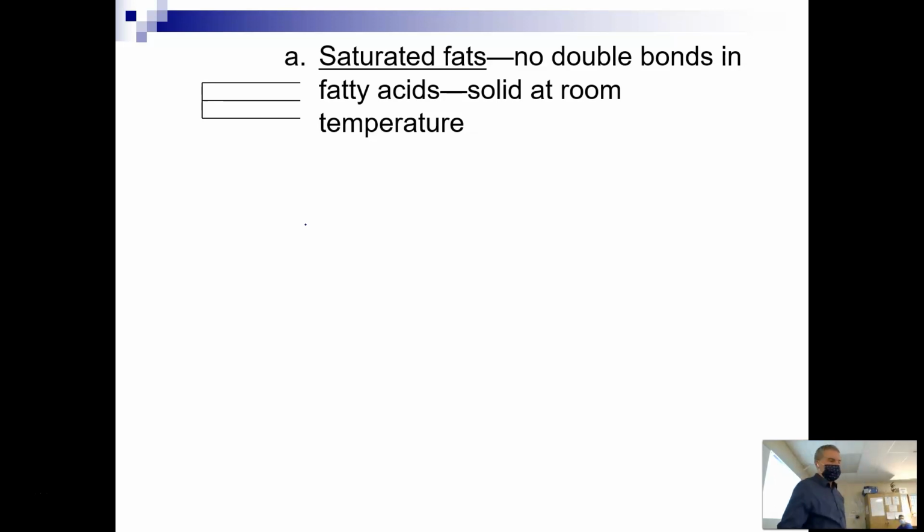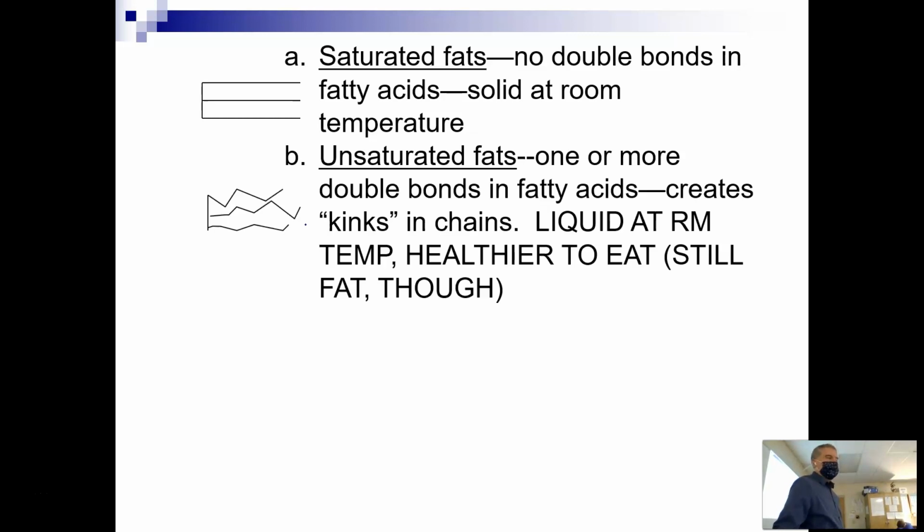Plants tend to make, I don't know why, I'm sure there's a good reason, unsaturated fats. And unsaturated fats have those kinks we're talking about in the bonds. Makes them swirl around each other more, not packed together as tightly. It tends to make them liquid at room temperature.